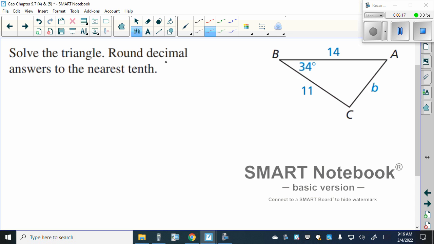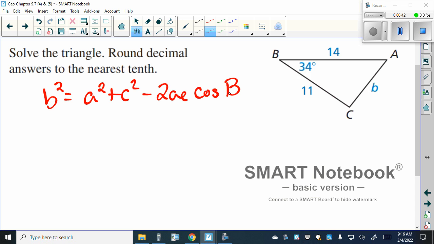Well, we don't have a side and angle opposite, so the ones with law of sines are gone. Now we look at law of cosines. And here, we want to solve side length B first. So we're going to say that B squared is equal to A squared plus C squared minus 2AC cosine of B. This is the equation that we use.